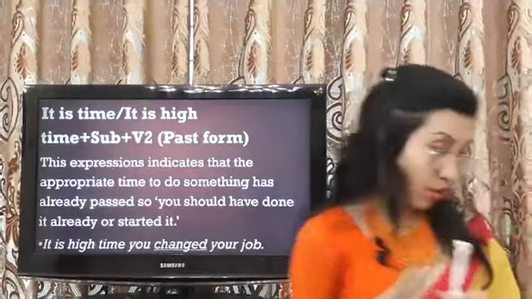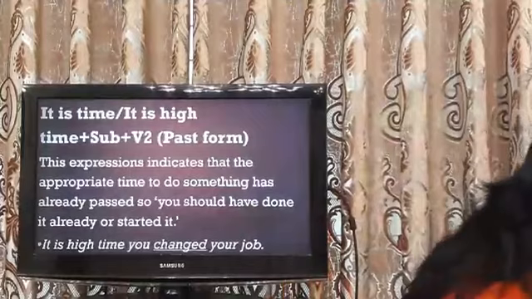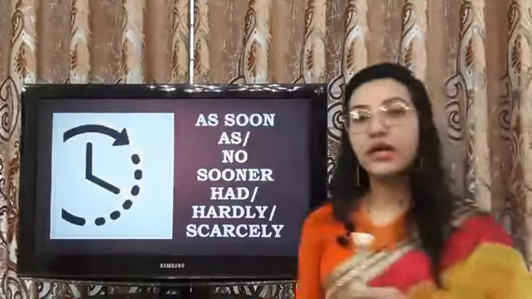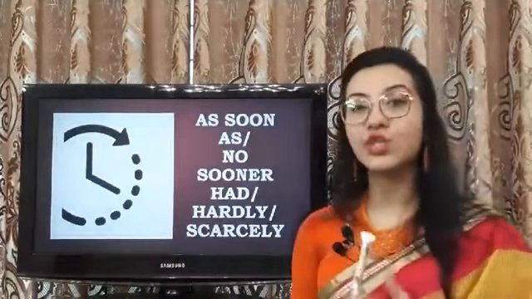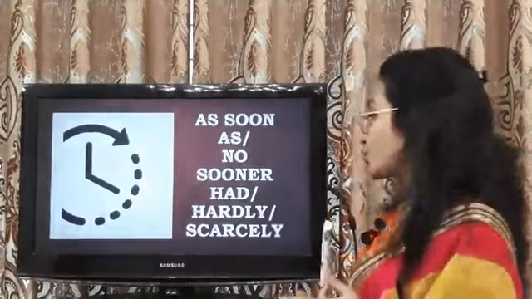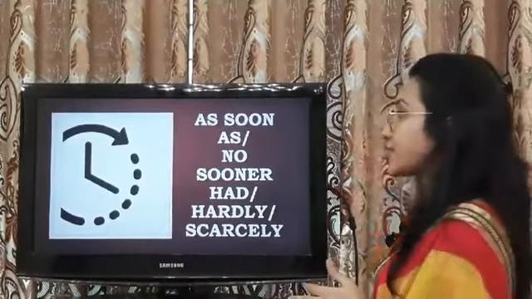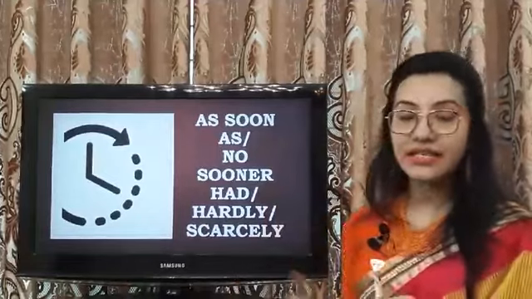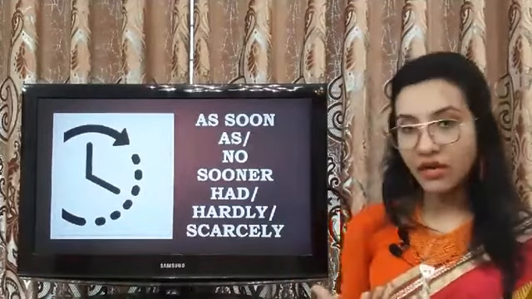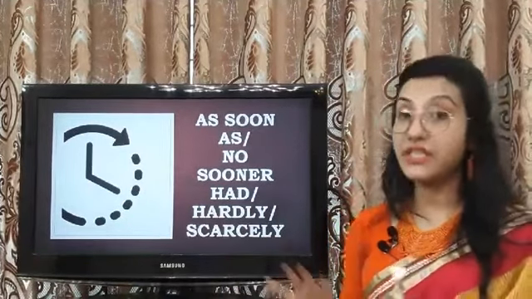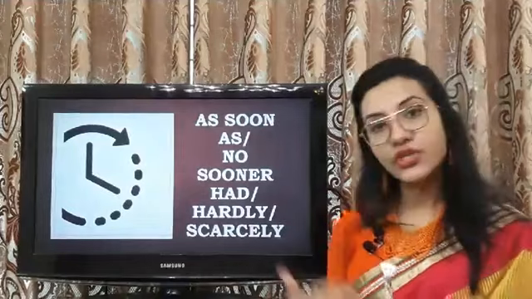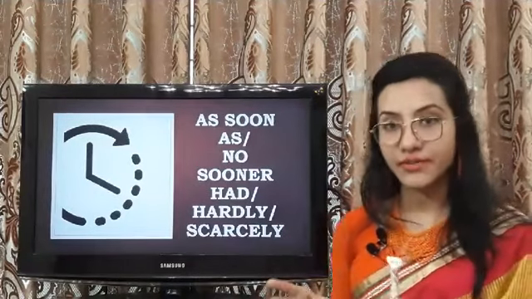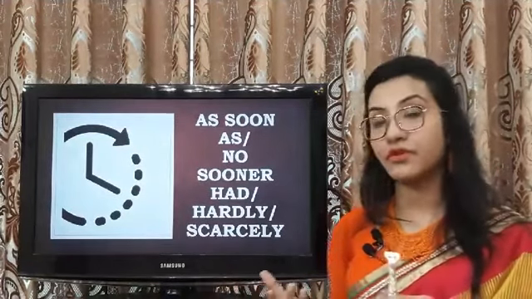Okay, I hope you have understood this one. Now the next one that we have is as soon as, no sooner had, hardly, scarcely. So these three phrases have similar meaning or similar uses but in different structure. Uses গুলো একই রকম কিন্তু structure গুলো different. How it is different from each other?